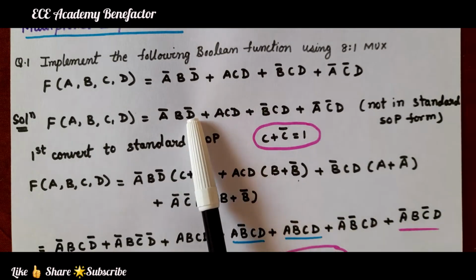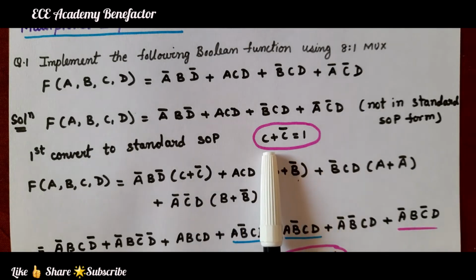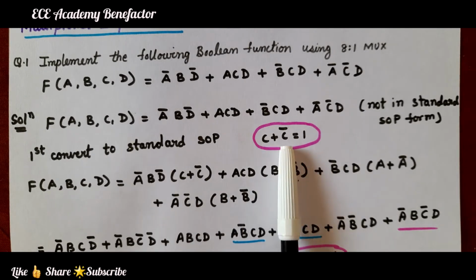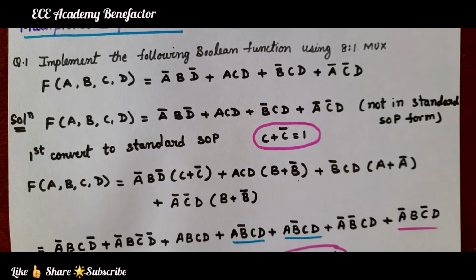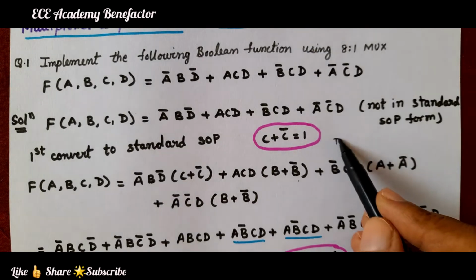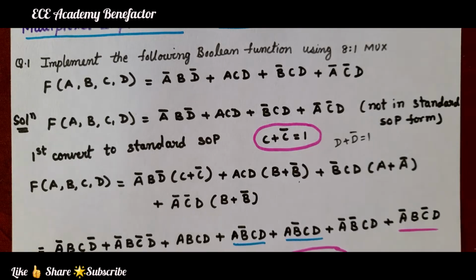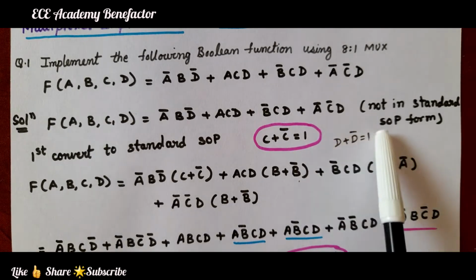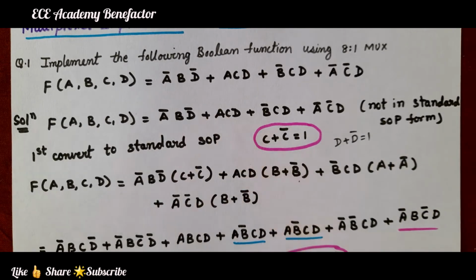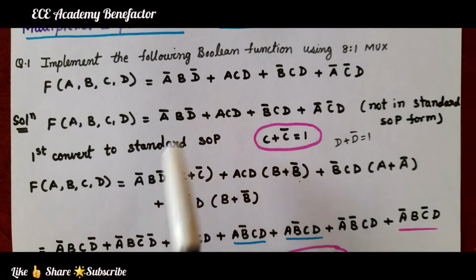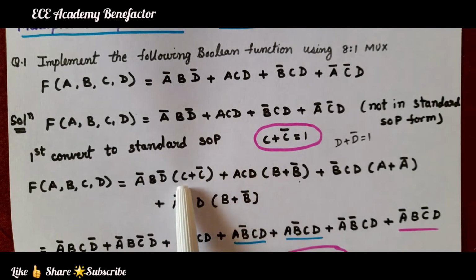We can convert this one into standard SOP form by using this equation. We know A plus A bar is 1, C plus C bar is 1, B plus B bar is 1. So, what will be D plus D bar? It will also be 1. So, the same expression is used here. Each term is multiplied with 1. This term is multiplied by 1. What is 1 here? Here the missing literal is C, so I have written C plus C bar.